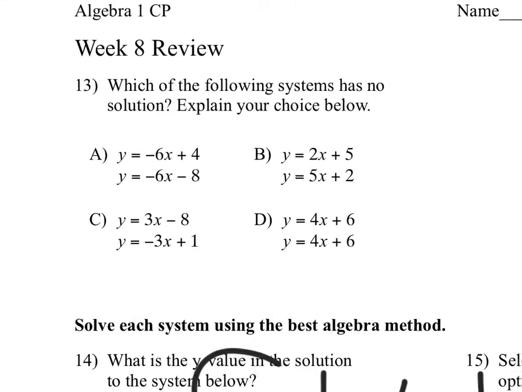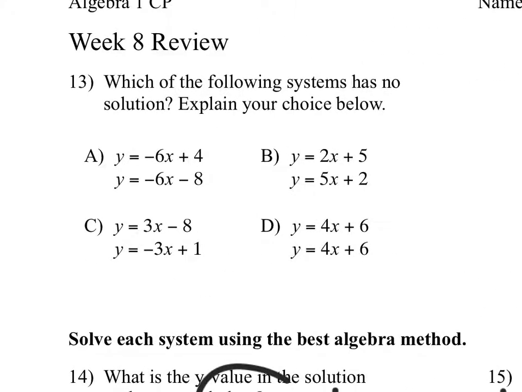Question 13 says, which of the following systems has no solution? You all have been pretty good at this. You know no solution is when they have the same slope. Now some of you know really well, okay, C and B, those are both one solution. We don't need to worry about that. Sometimes people get tripped up on this because they say, well, can there be more than one answer? You know, A has the same slope and so does D. But look very carefully at those.